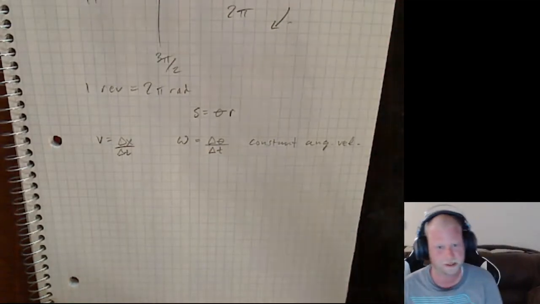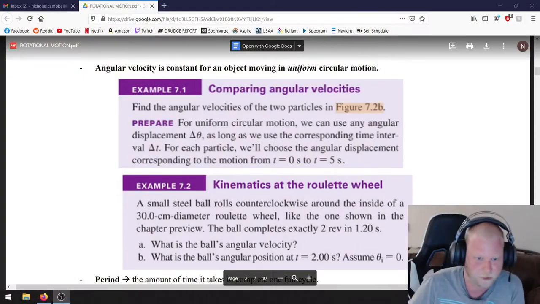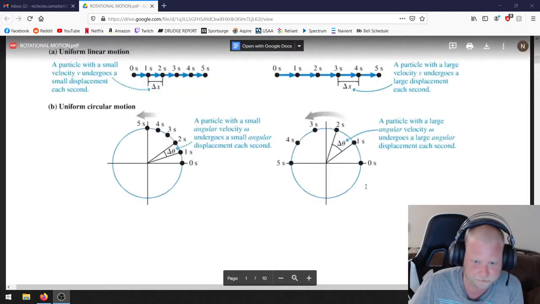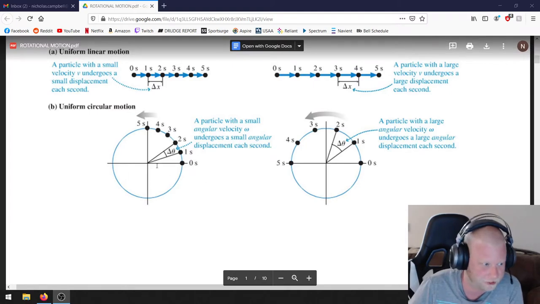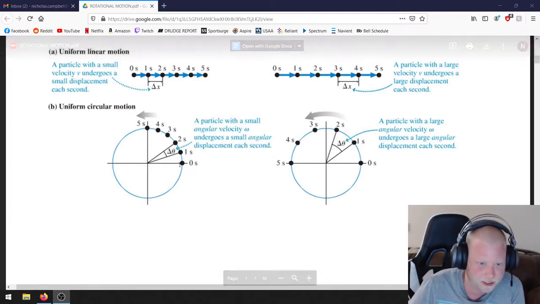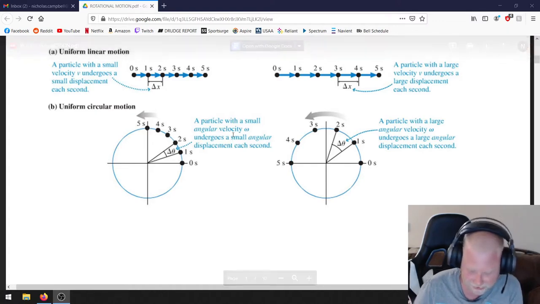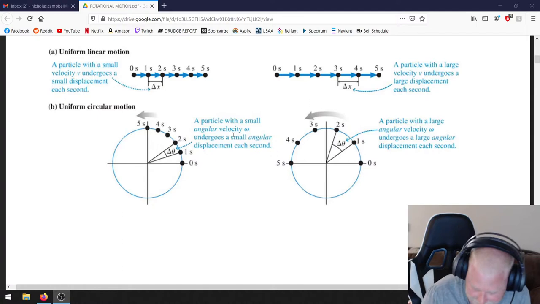So if we look at example 7.1 in the notes, we want to find the angular velocities of the two particles in this figure here. Well, let's start with the one on the left. In 5 seconds, it covers 90 degrees, which in radians is pi over 2 radians, and that occurs in a time of 5 seconds.